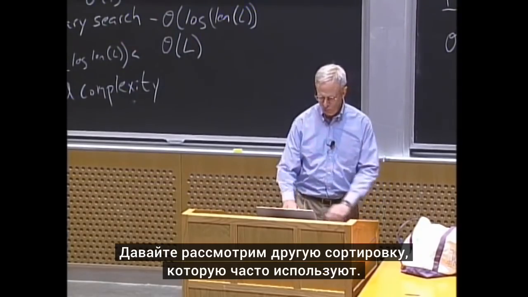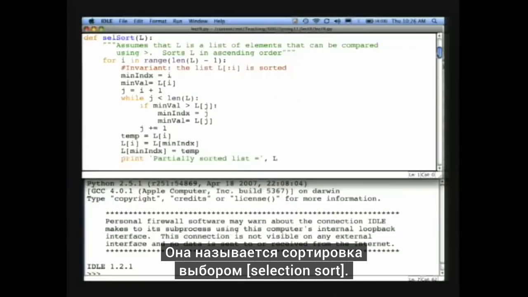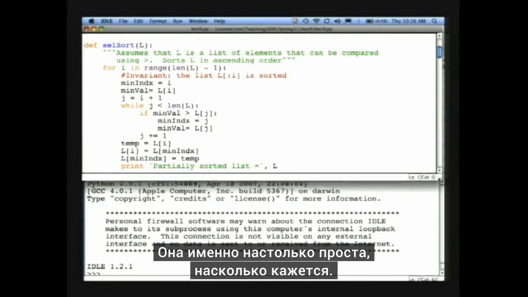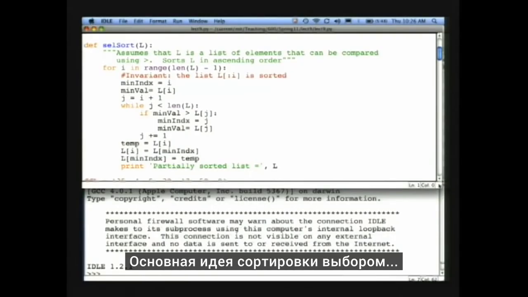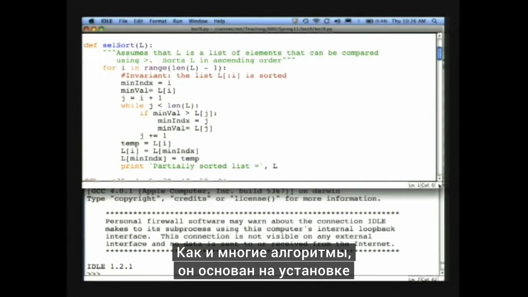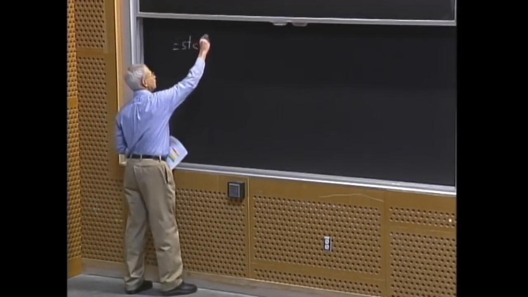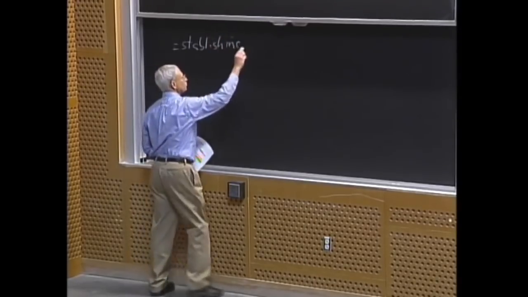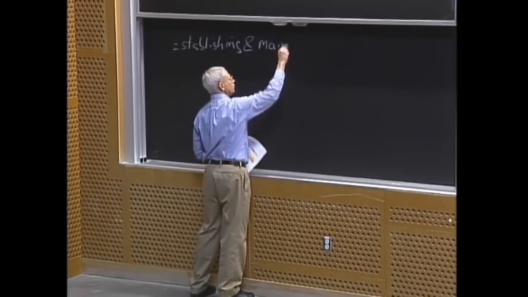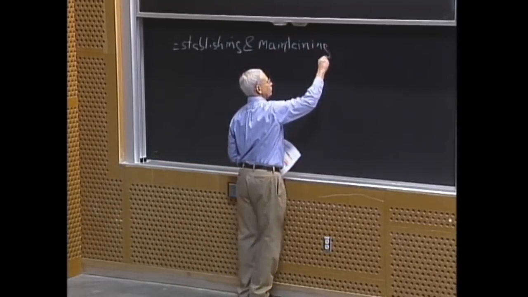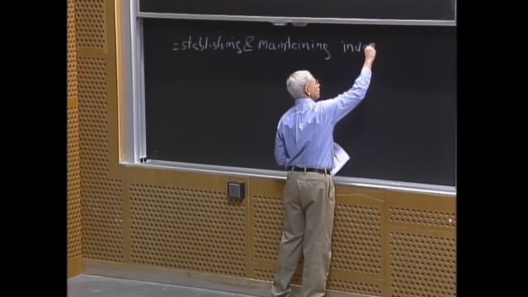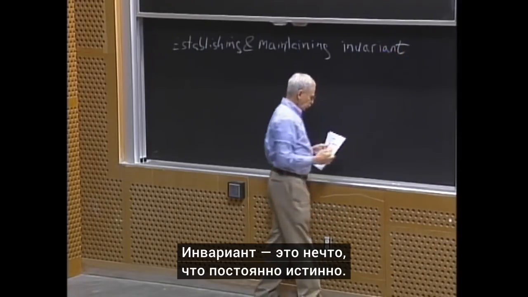All right, so let's look at a different one that's often used, and that's called selection sort. This is about as simple as it gets. The basic idea of selection sort, and it's not a very good way to sort, but it is a useful kind of thing to look at because it introduces some ideas. Like many algorithms, it depends upon establishing and maintaining an invariant. An invariant is something that's invariantly true.